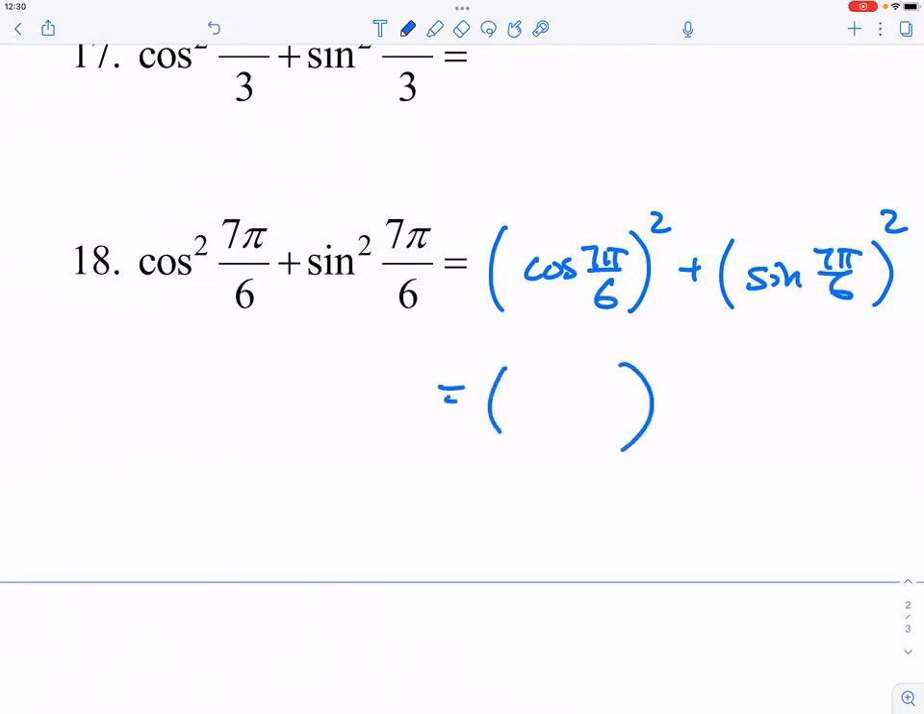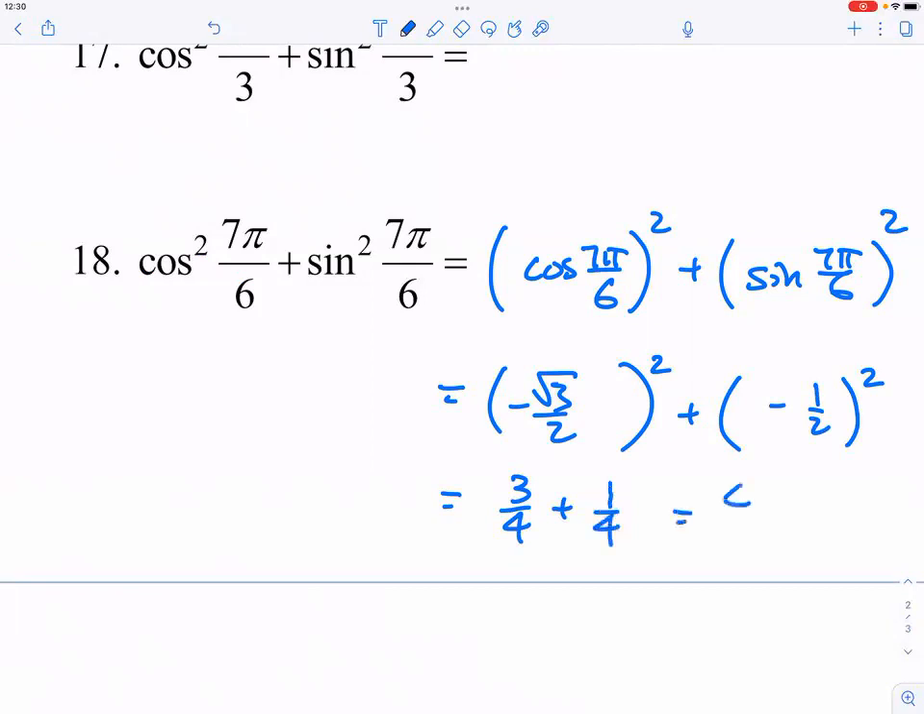So cosine of 7 pi over 6 is negative √3/2. And then sine of 7 pi over 6 is negative 1/2. And then square that. So you have 3/4 plus 1/4, which is 4/4, which is equal to 1. Okay.